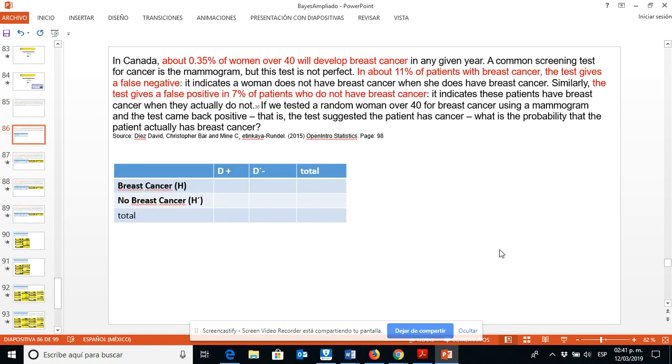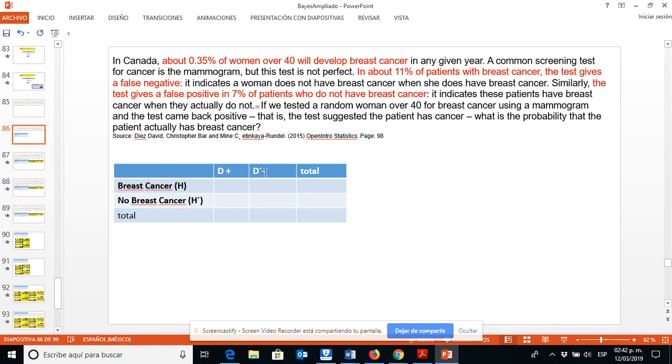Now, the information that we can identify in the problem is highlighted in red. About 0.35% of women will develop breast cancer. In about 11% of the patients with breast cancer, the test gives a false negative. And the test gives a false positive in 7% of the patients who do not have breast cancer. This information is valuable to fill out our contingency table.